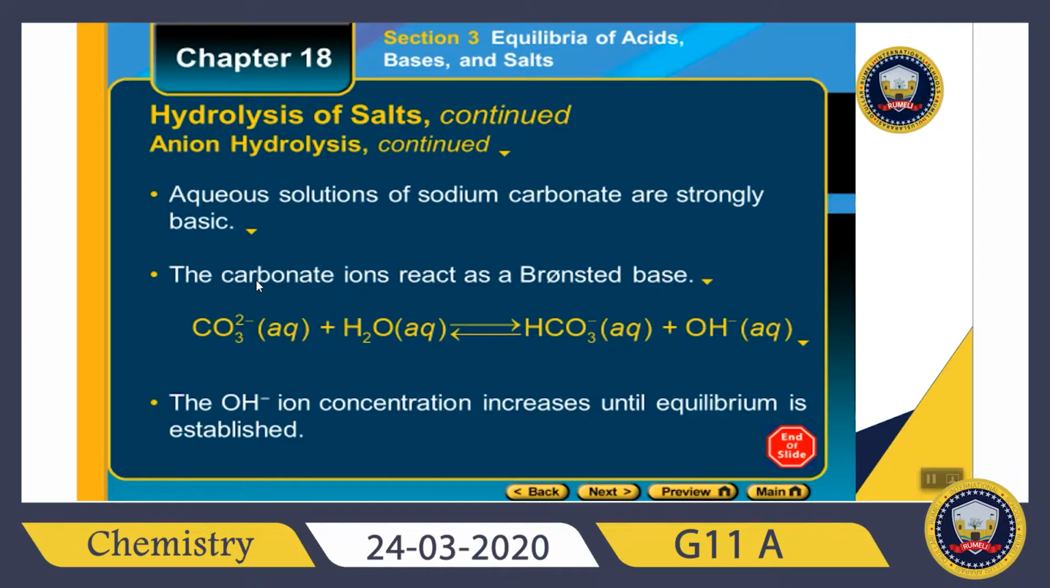An example of this case is the reaction between carbonic acid and sodium hydroxide. Okay, what will happen? Carbonic acid and sodium hydroxide, a reaction between acid and base. The acid is carbonic acid, H2CO3, and sodium hydroxide, NaOH. What will happen? This is a double displacement reaction.